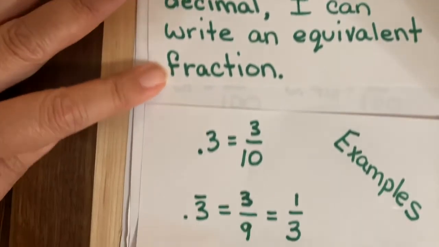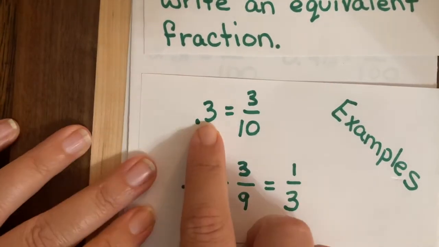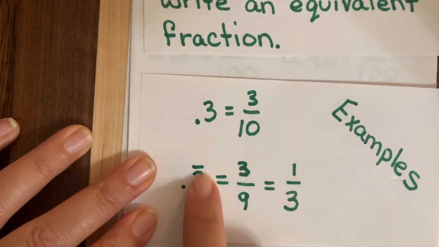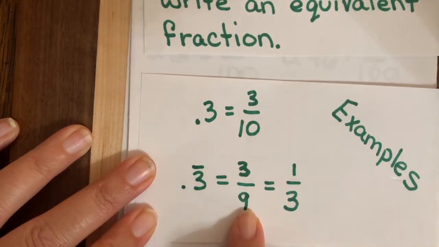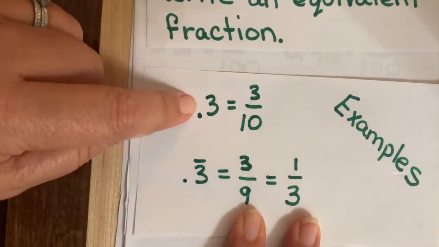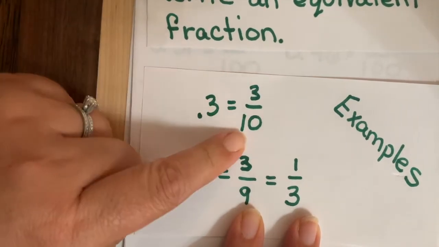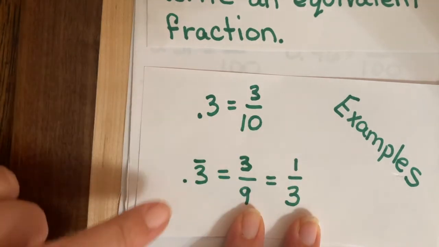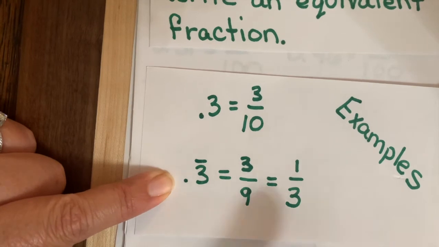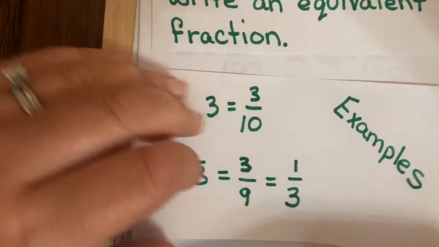And so the two quick examples are 0.3, we would change that to 3/10, and 0.3 repeating would be 3/9. Notice really quickly, all you're really doing is writing when it's not repeating over 10 or 100 or 1,000, and when it is repeating, you're writing it over 9 in this case, or 99 or 999.